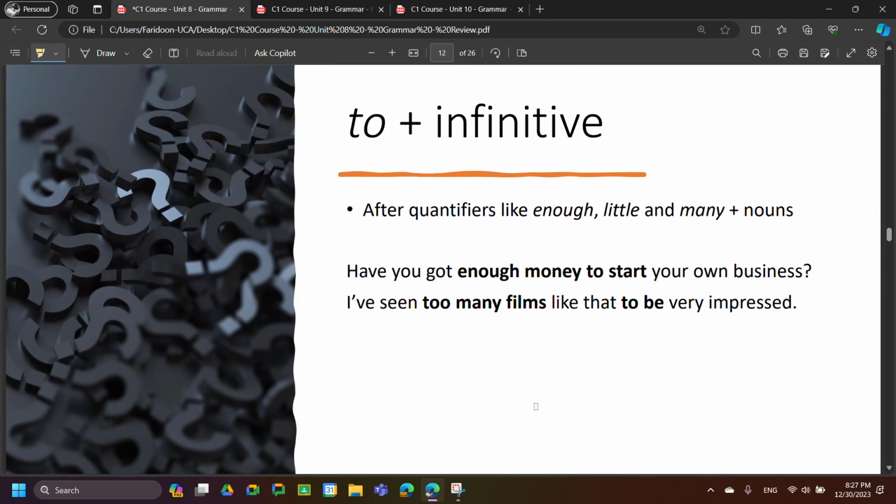Okay? And to plus infinitive can also be used after quantifiers like enough, little, and many plus nouns. Example, have you got enough money? So enough money in here, of course, enough is the quantifier. And after it, you have your infinitive. Have you got enough money to start? Or I've seen too many films, of course, too again, connected to its many and connected to its noun and stuff like that. But our main focus will be the verb structure, the to plus infinitive. I've seen too many films like that to be very impressed.